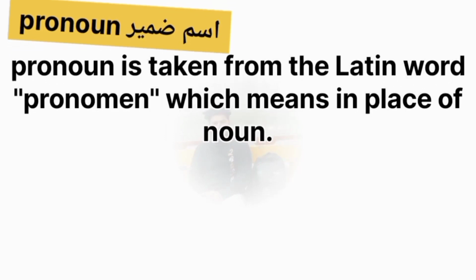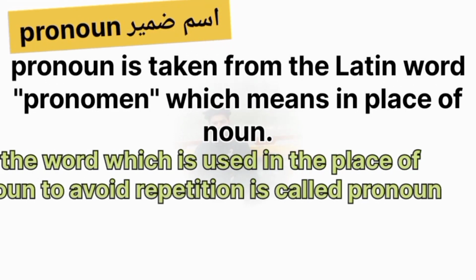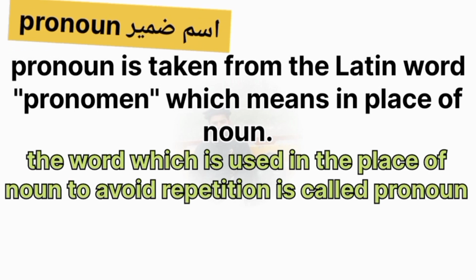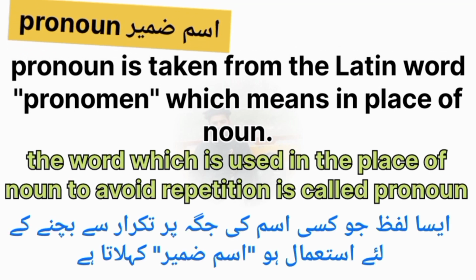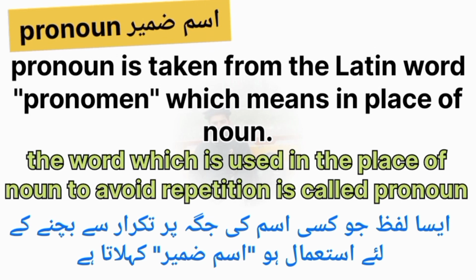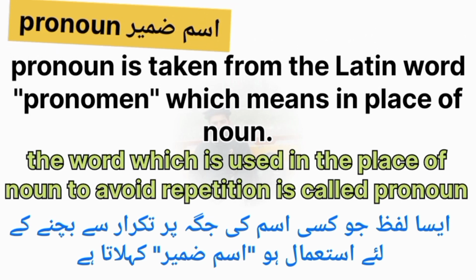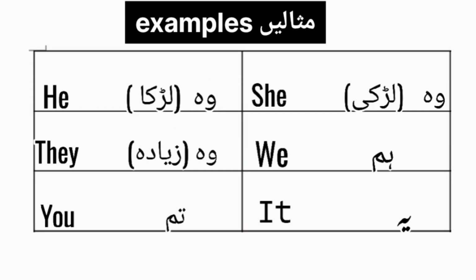Pronoun, ismi zamir. Pronoun is taken from the Latin word pronomen, which means in place of noun. The word which is used in the place of noun to avoid repetition is called pronoun. ऐसा लफ्ज़ जो किसी इसम की जगह पर तकरार से बचने के लिए इस्तेमाल हो इसमें ज़मीर कहलाता है. एग्ज़ाम्पल मिसालें he, she, they, we, you, I.